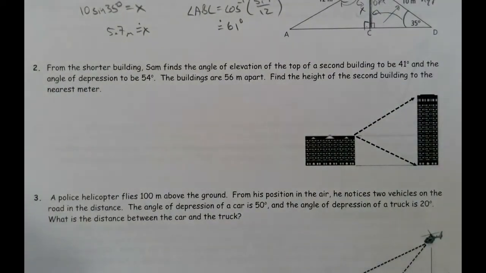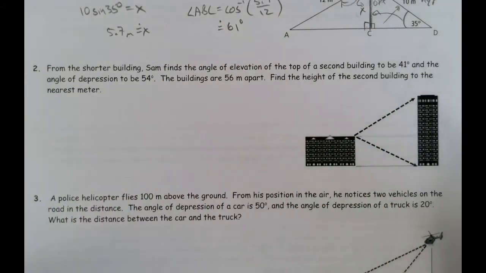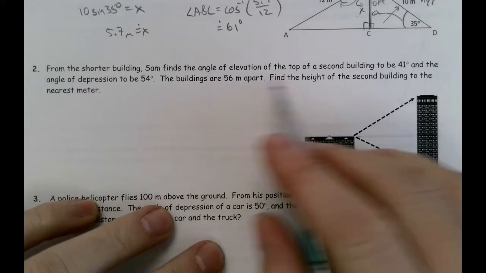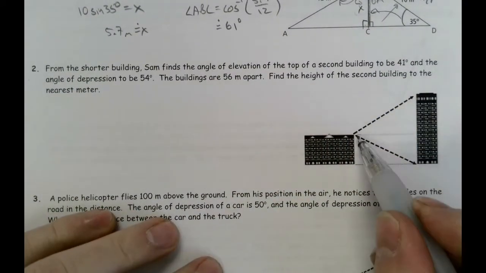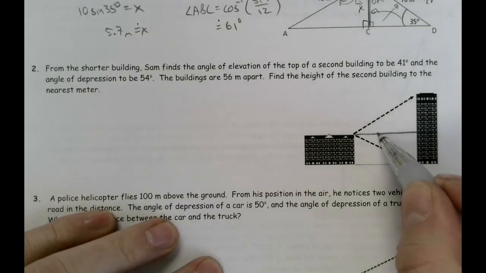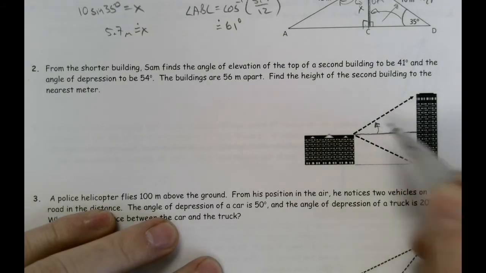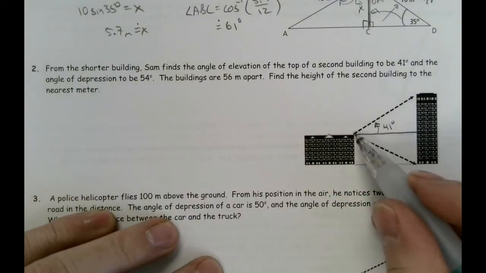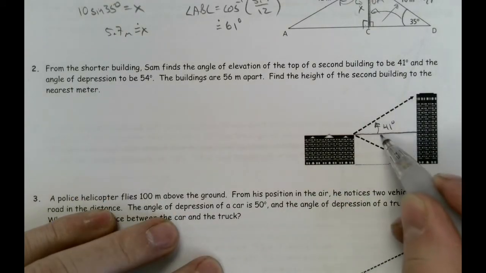All right. For this next question, we read that from the shorter building, Sam finds the angle of elevation at the top of the second building to be 41. Now remember, that is going to be from the horizontal up. That's the angle of elevation. So this is going to be 41 degrees. And the angle of depression, and that's from the horizontal down, is going to be 54 degrees.